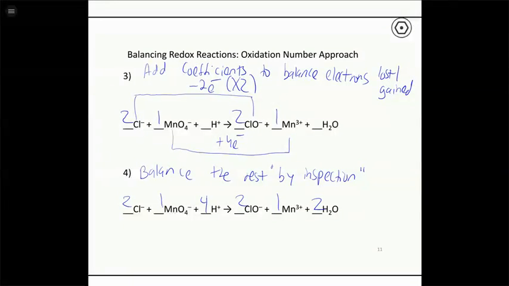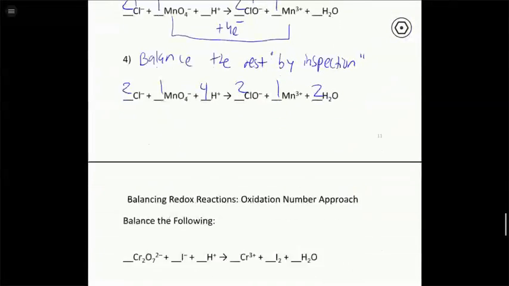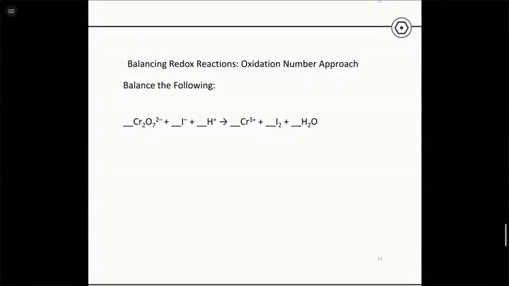Let's just see a few more examples of this. So let's look at this reaction here, which is dichromate and iodide and H+, making chromium 3 plus I2 and H2O.